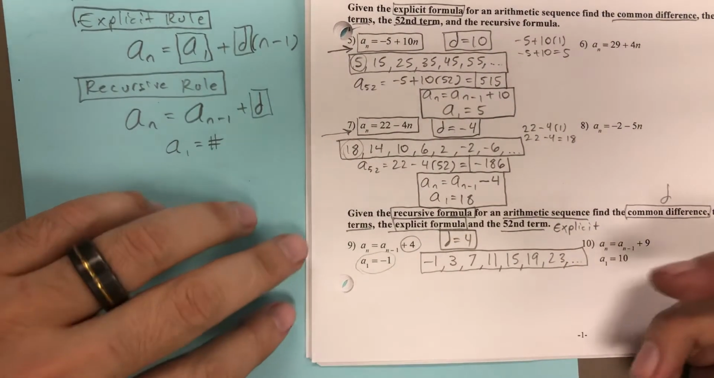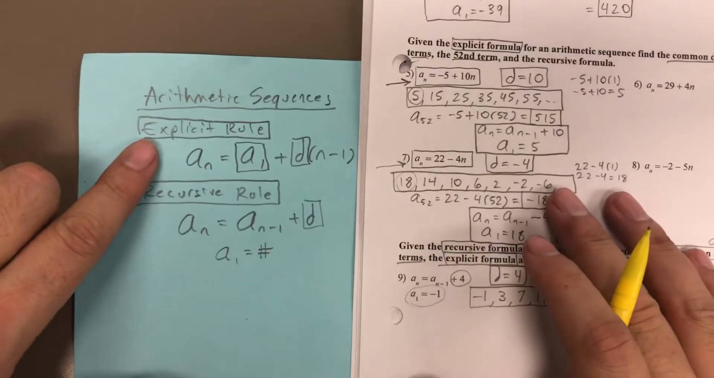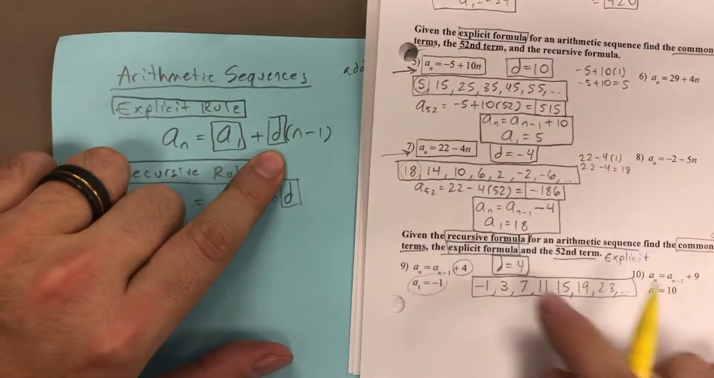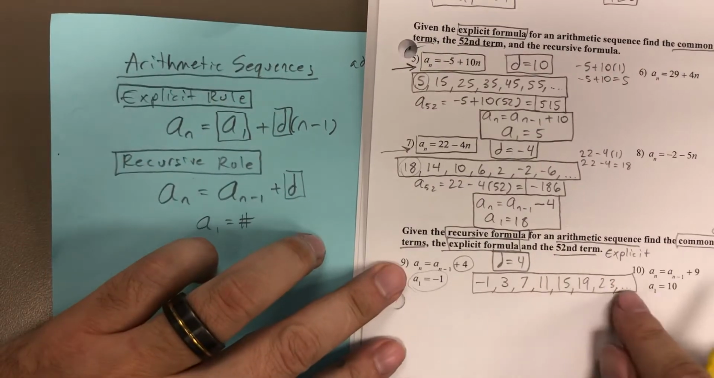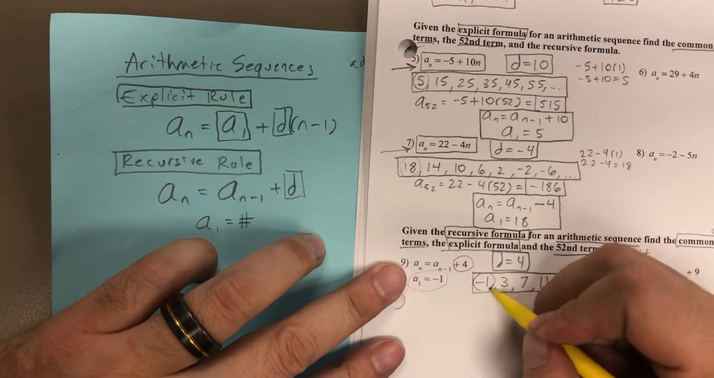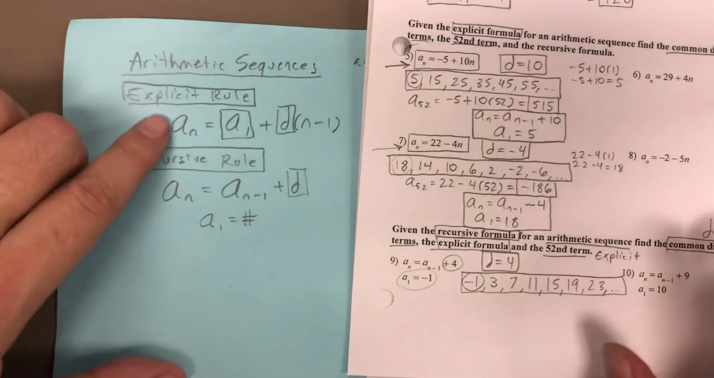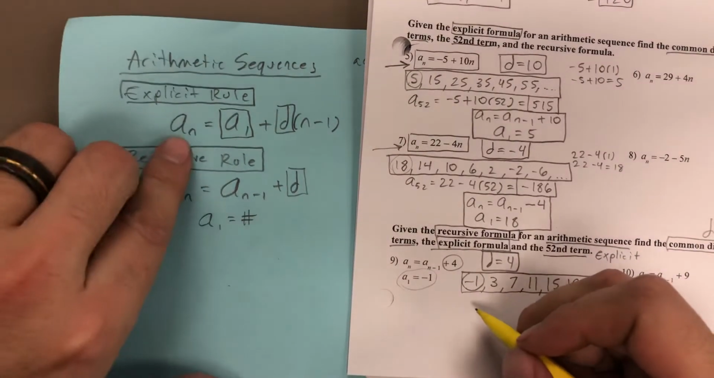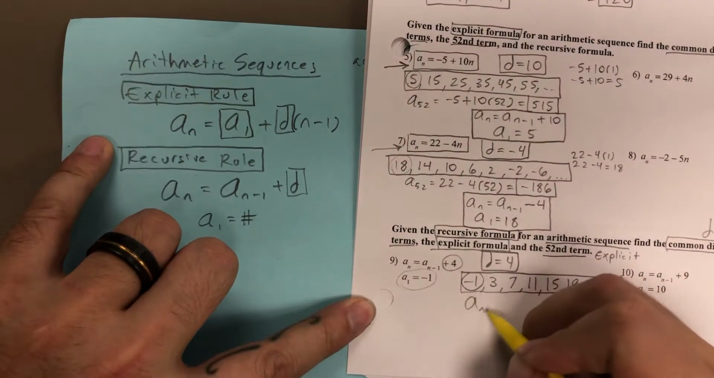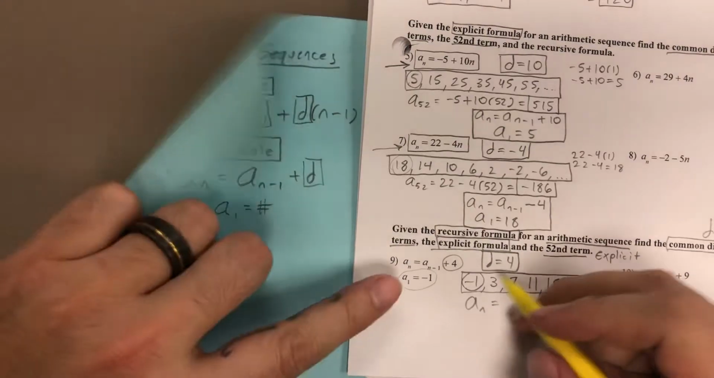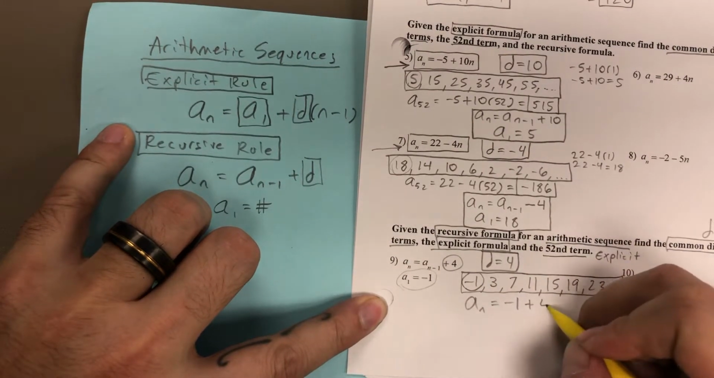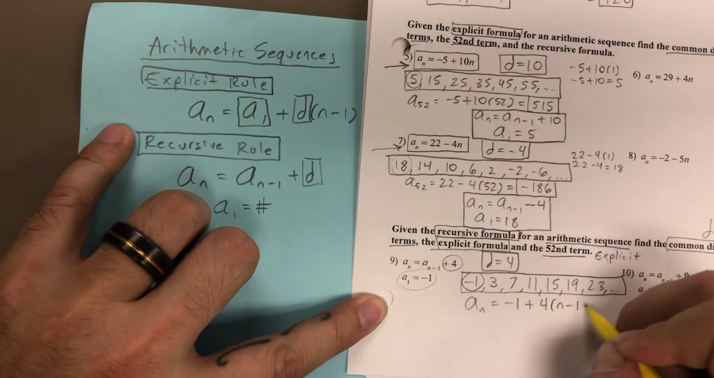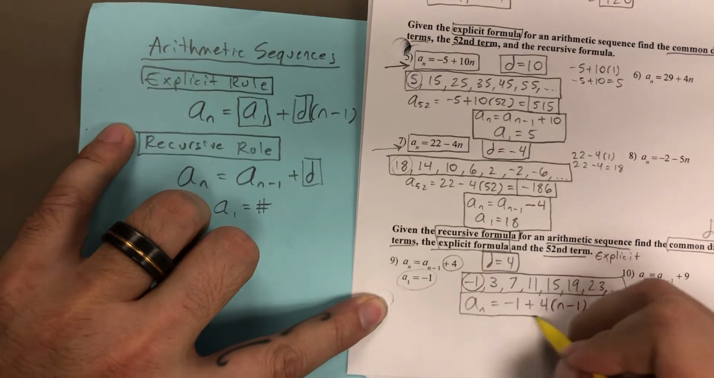Now write the explicit formula. For the explicit formula, I need the common difference. I have that, 4. And I need the first term. The first term in my sequence is -1, so I have that also. So now let's just write up the rule. a sub n equals the first term, -1, plus the common difference, 4, times n minus 1. There we go, there's my explicit rule.